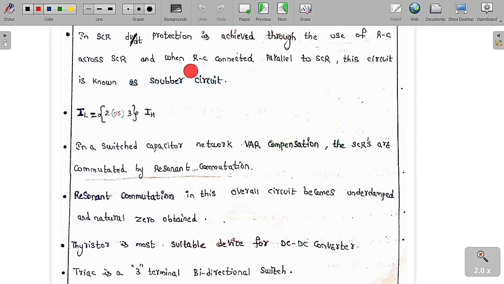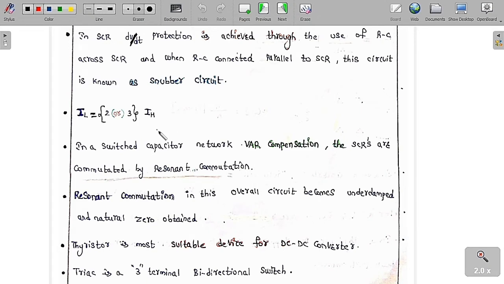In an SCR, dV/dt protection is achieved through the use of an RC across the SCR, and when the RC is connected in parallel to the SCR, the circuit is known as a snubber circuit. If you want to protect the SCR against the rate of rise of voltage, we have to use an RC circuit in parallel across the SCR. Therefore, this is called a snubber circuit. The rate of rise of voltage becomes very low if you keep an RC circuit in parallel with the SCR.